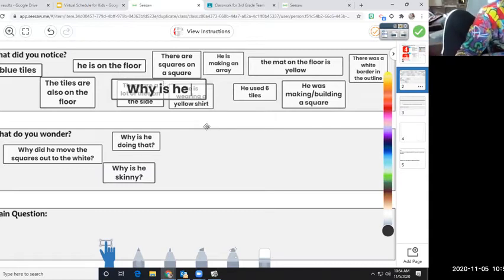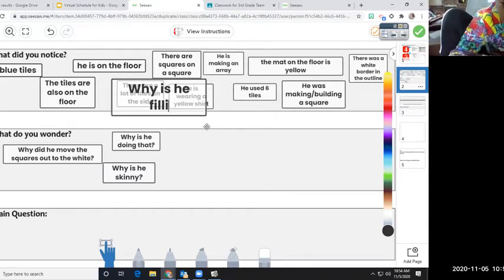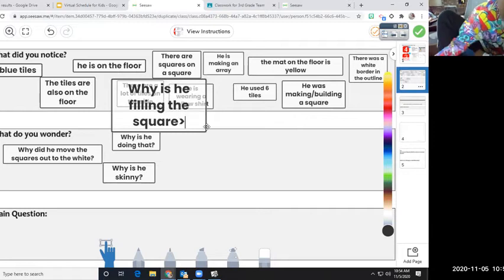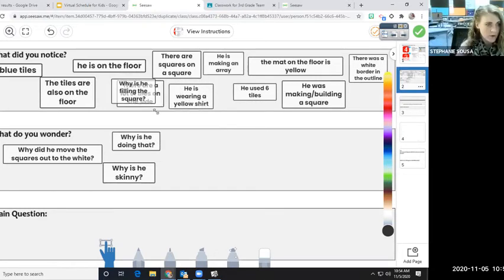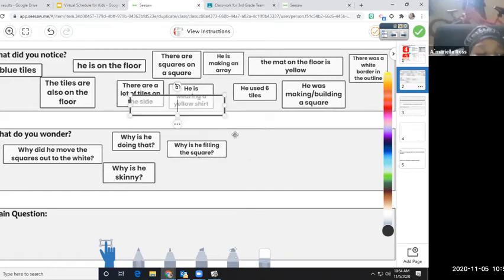Is his favorite color blue? Why is he on the floor? Why is he using blue tiles? All right, Terrence, I'm going to record those. That's your fourth question. So I want you to pause and give some other people some time, okay? So pause on you. I got your four down here. Let's give some other people a chance.